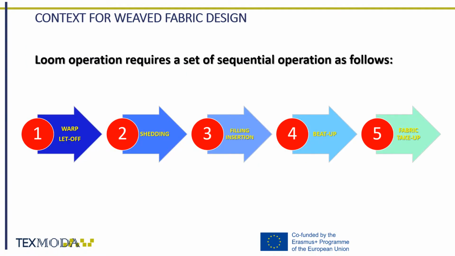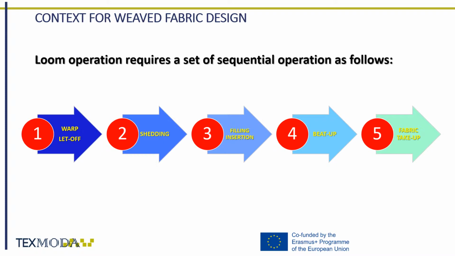Loom operation requires a set of sequential operations as follows. 1. Warp let-off, which is a mechanical or electronic mechanism that controls the rate of flow of warp yarn to be let off the beam with consistent and appropriate tension. 2. Shedding. Which is the action of some warp yarns raised and some yarns lowered to form a shed through which the filling yarn passes. 3. Filling insertion. The filling yarn is inserted by a carrier device such as shuttle or shuttleless technology, such as projectile, air jet, or water jet.